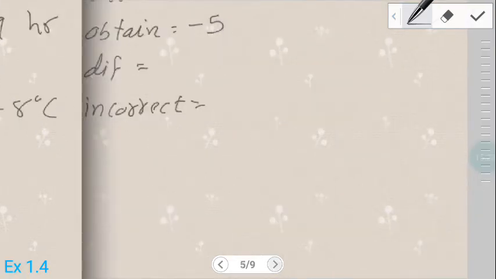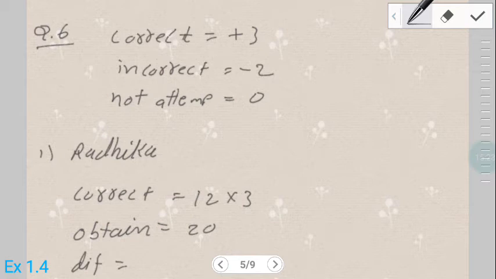And in the next one, question 6: in a class test, plus 3 marks are given for every correct answer, minus 2 for every incorrect answer, and no marks for not attempting a question. That means if I give a right answer, I will get plus 3. If I give an incorrect answer, I will get minus 2 marks, and if I do not attempt the question, I will get 0.